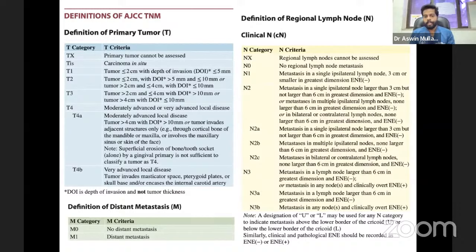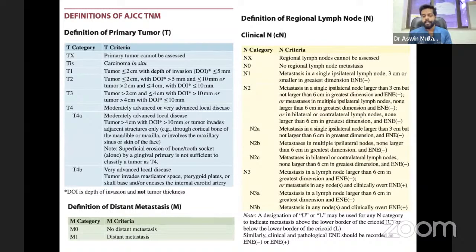So coming to nodal criteria, it depends upon the nodal status. N1 means any node less than 3 centimeter. Then N2 is further divided into 3. N2A means 3 to 6 centimeter. N2B means multiple nodes on the same side. And contralateral or opposite-side nodes will be N2C.